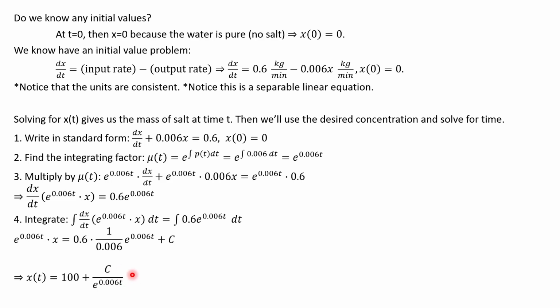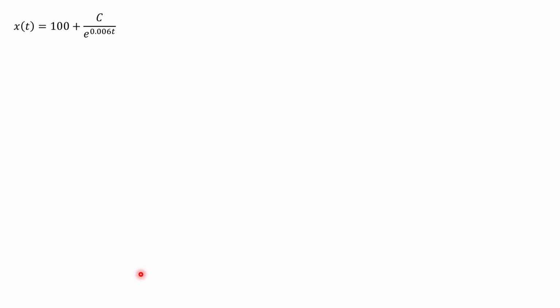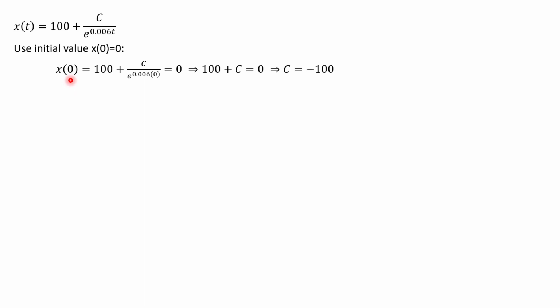And so if the question was just to find a function involving t, we would almost be done as soon as we find c. But the question was actually about solving for time for a certain concentration. So we have a few more things we need to do. First one is to find c. So using our initial value, plugging in when t is 0, the output is 0, we figure out that c is negative 100.